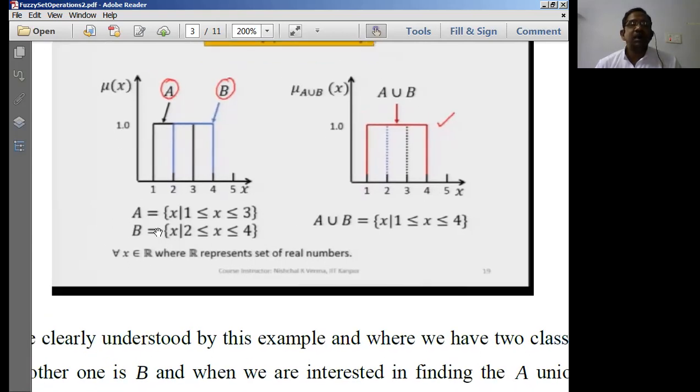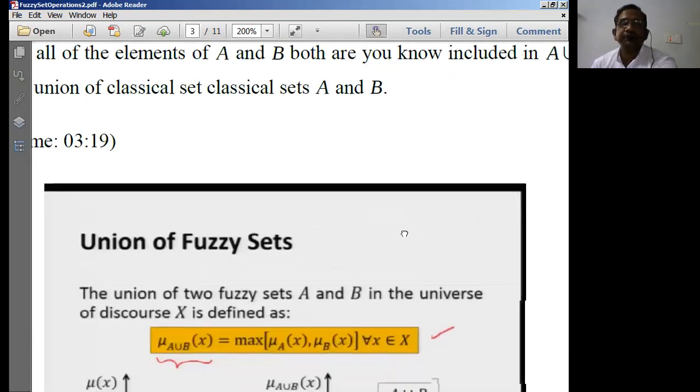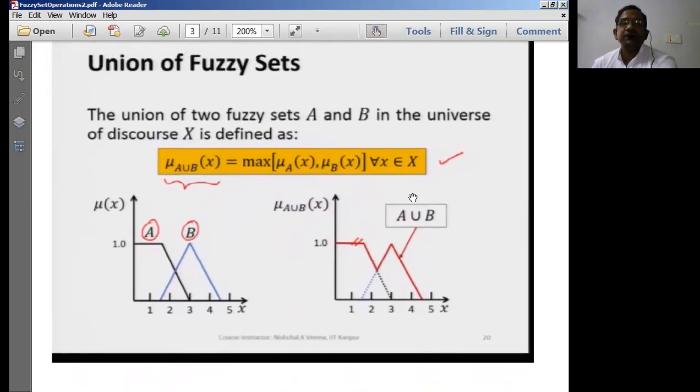See the range here: A is varying between 1 to 3, and B is varying between 2 to 4. The values of x in B are varying between 2 to 4, and that is the set B we can write down here. When you combine these two, what values is x going to take? x is going to take the values from 1 to 4. That means the entire values of A and B combined will become part of the A union B set. So this is the graphical representation in terms of signals.